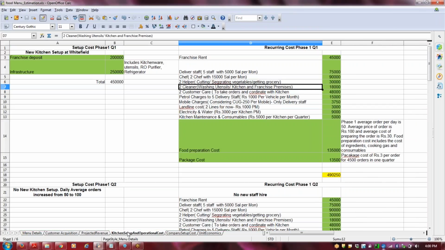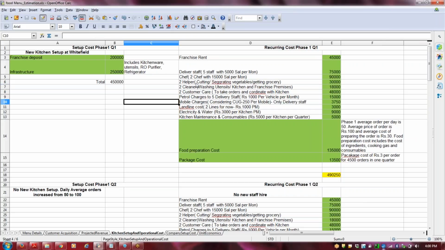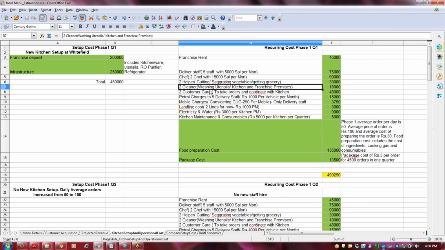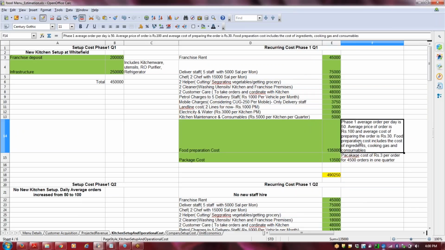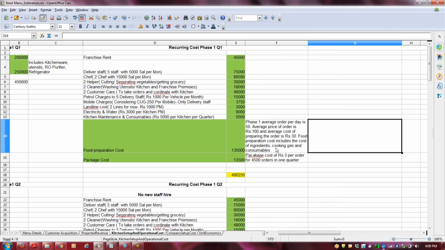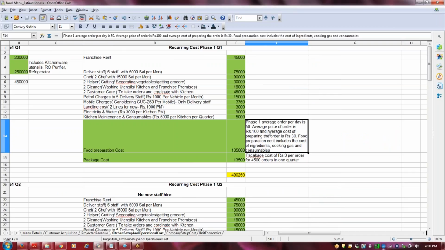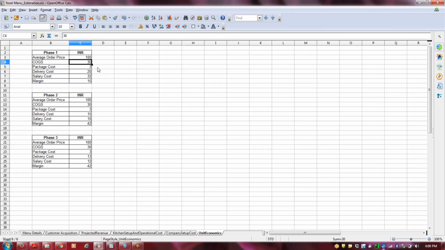Then in the kitchen setup and operational cost, we will talk about the delivery staff, how many cleaners there would be, landline cost, electricity and water. All these things would be added up, and we'll also say how many breakfasts we will be selling a month in the first phase. Based on these assumptions, phase 1 average orders per day is 50, average price of the order is 100 rupees, and average cost of prepared food is 30. So based on this, we come up with the COGS. That will be the first entry. So here in unit economics, we said COGS is 30.